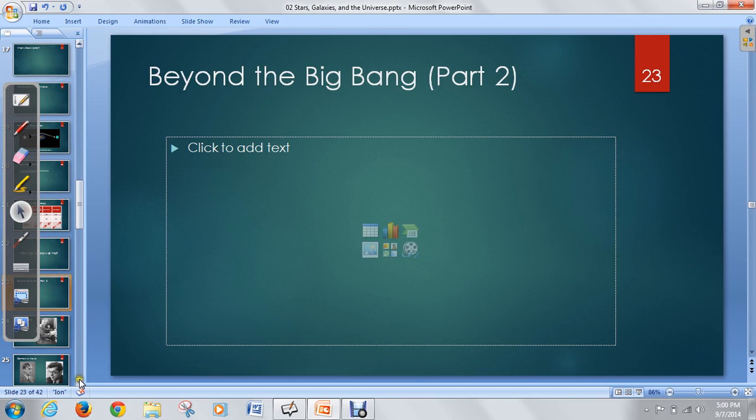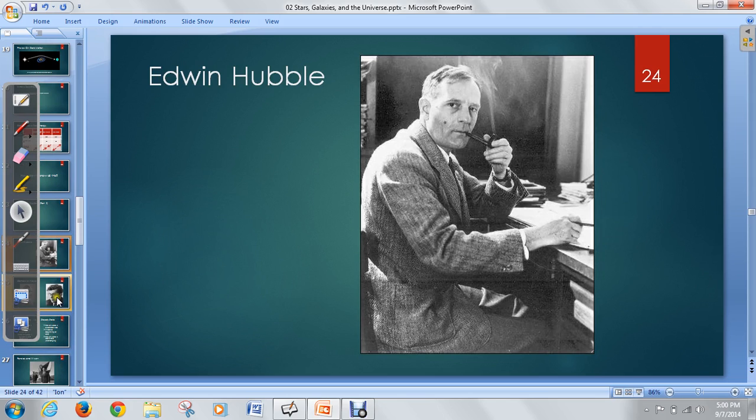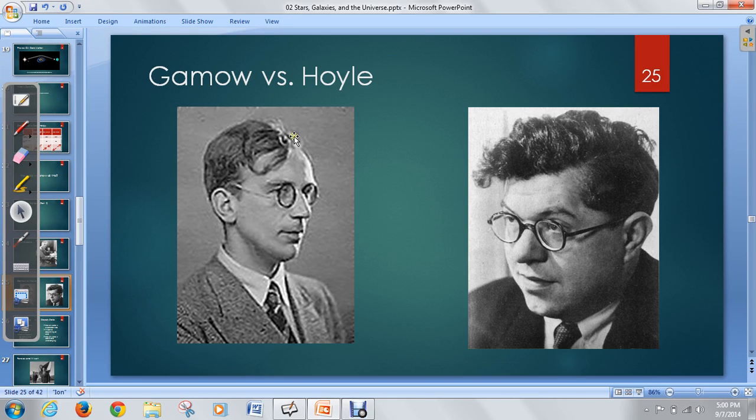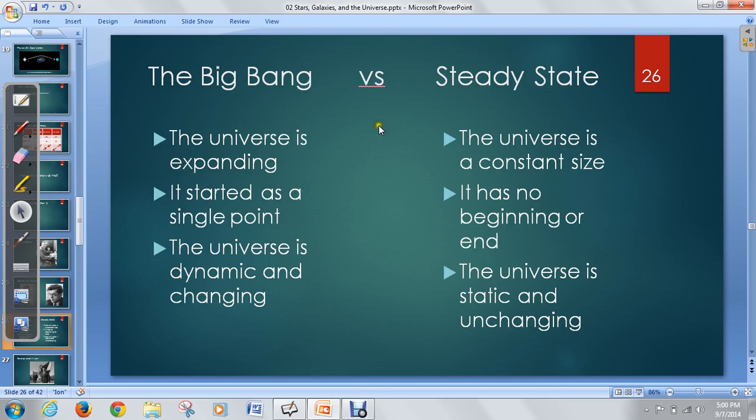Then we watched a documentary called Beyond the Big Bang. It talks about Edwin Hubble. It talks about these two guys named Gamow and Hoyle. Gamow was a proponent of the Big Bang, and Hoyle was a proponent of the steady state theory. He proposed the steady state theory. So here's kind of a difference between the two. We accept the Big Bang theory today, not the steady state.